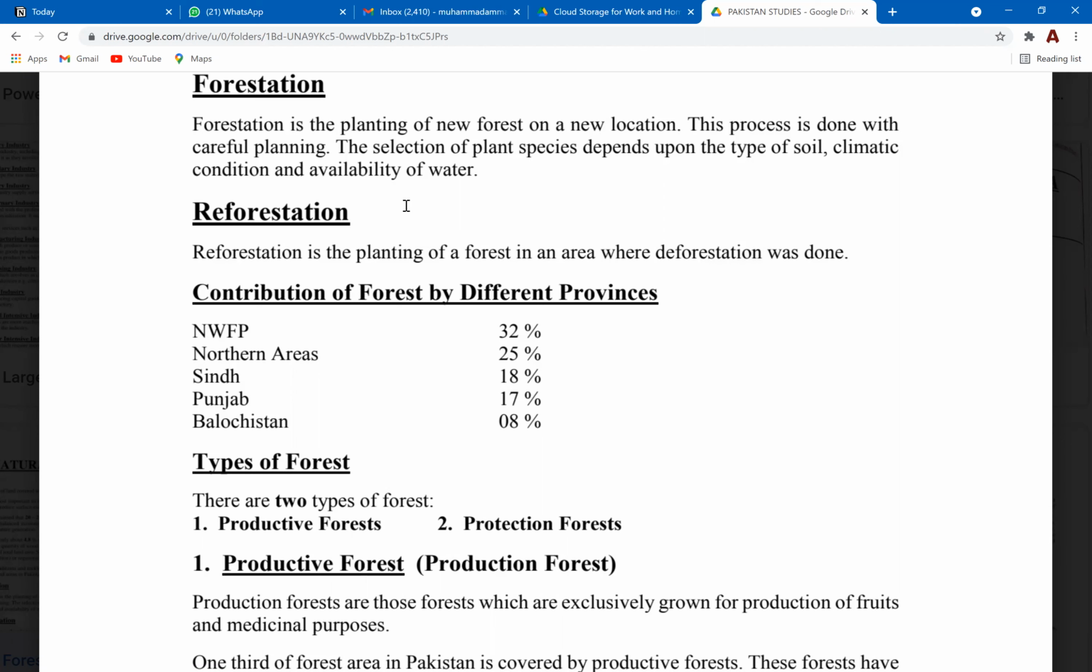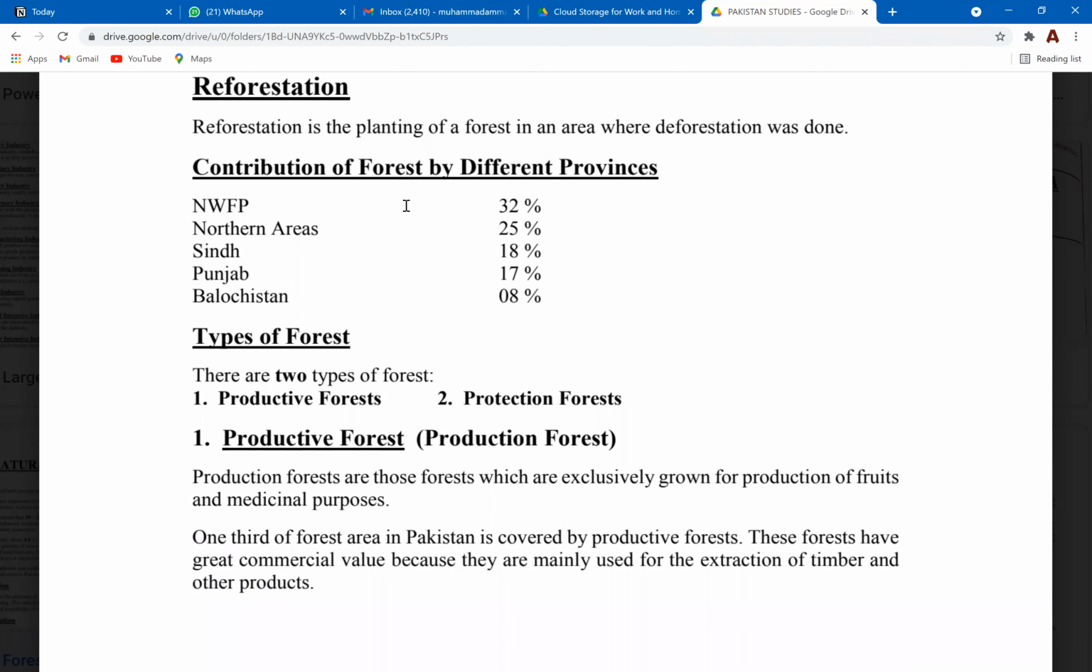Contribution of forests by different provinces. NWFP has 30% of total Pakistan's forests. Northern areas 25%, Sindh 18%, Punjab 17%, and Balochistan 8%. So Balochistan is the province that has the least forests in the country.